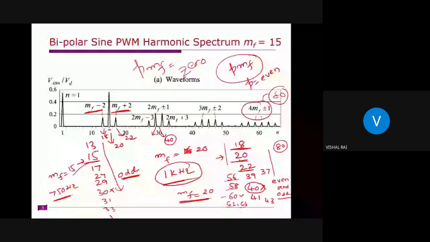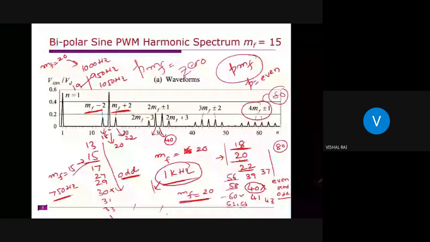At any cost, we need to avoid even order harmonics, right? So when you select the carrier frequency as 1 kilohertz, this even order harmonic problem will be adjusted. Instead of selecting 1000 hertz, you may select 950 hertz or 1050 hertz. Clear? This is corresponding to MF equal to 20. 1000 hertz is corresponding to MF. This one is MF 19, whereas here this is 21.